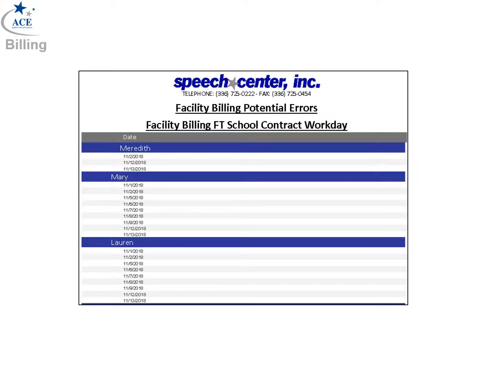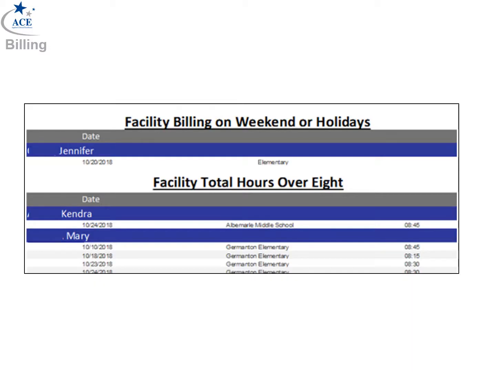The first portion of the report will display employees on a salary package contract. They should have billing for a normal workday. If no billing is documented and the employee did not request the day off and it was not a school holiday, the employee may have forgotten to bill for the day. The lower portion of the form will show billing on weekends or holidays, since these may have been billed in error. Finally, the report will show facility billing that exceeds 8 hours, since this is also unusual.